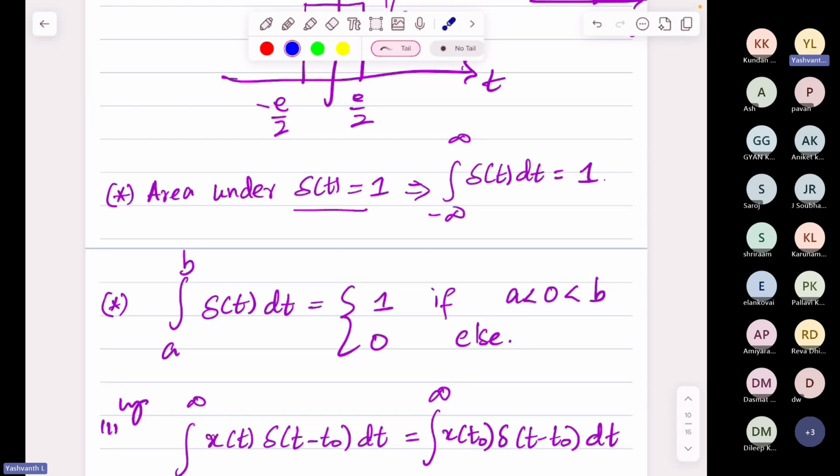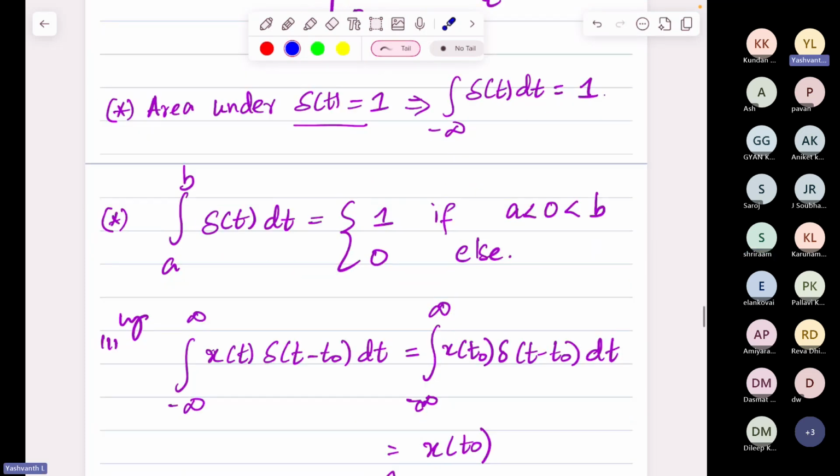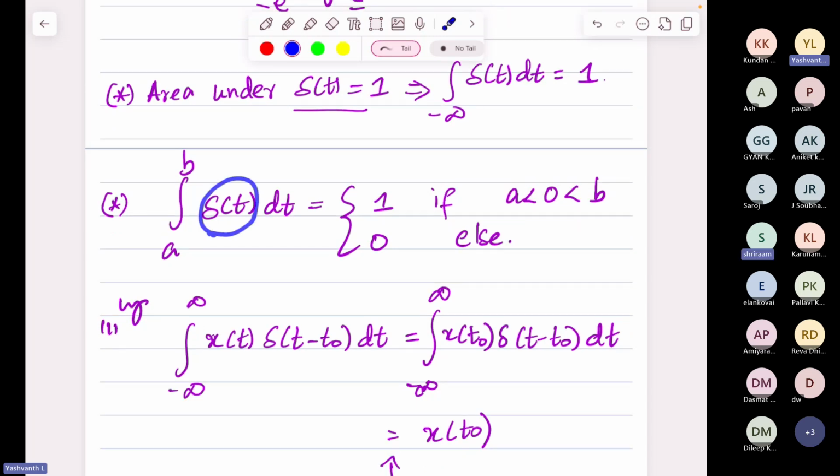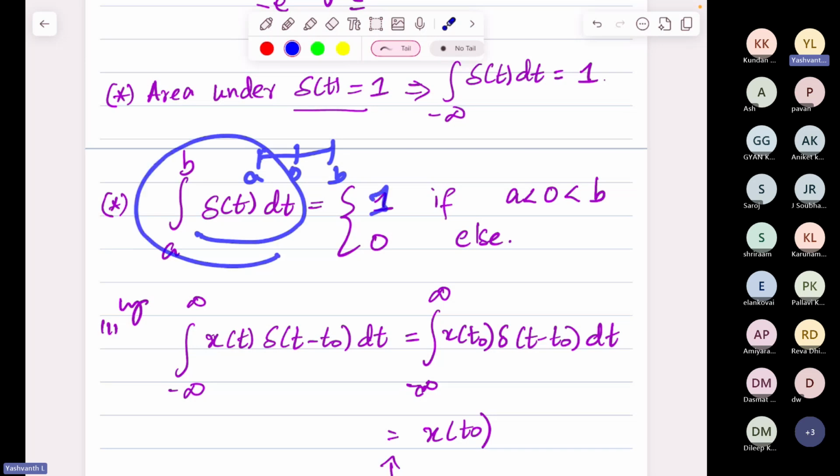Now it's a property that the area under the impulse function is always equal to 1. That is, you integrate delta of t from minus infinity to infinity, it is always equal to 1. Another property is that if you integrate delta of t from a to b, this value will be equal to 1 only if the range a to b contains 0. That's because delta of t has some non-zero value only at 0. Everywhere else it's 0. Only if the integral range contains 0 will this integral equal 1, else it will equal 0.